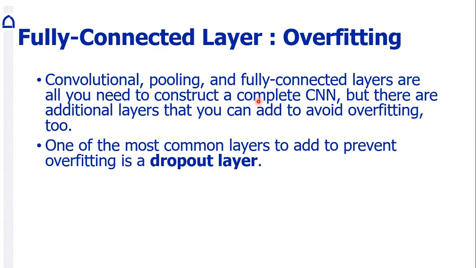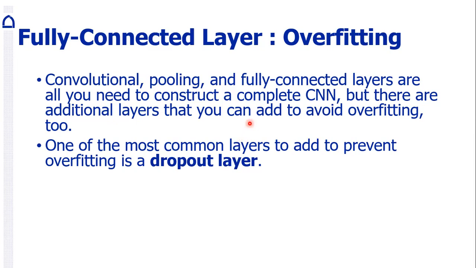So overfitting means it knows exactly what it was trained on. It cannot know anything else. It cannot decide or classify new images, new samples. That's overfitting. But how do we avoid overfitting?